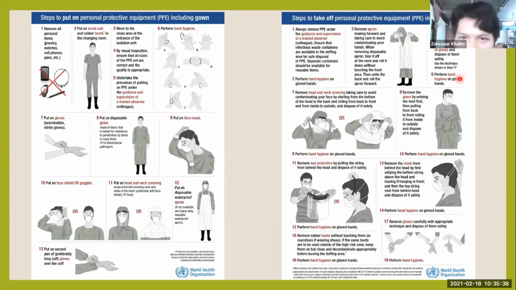And then we remove the hood, and then we remove the gown, and then remove the face shield, and then we remove the face mask and perform hand hygiene and remove the boots, and then we remove the gloves. And at every step of removing the equipment or PPE, we should perform hand hygiene to protect ourselves from any infectious agents. Yeah, these steps are very, very important, please.